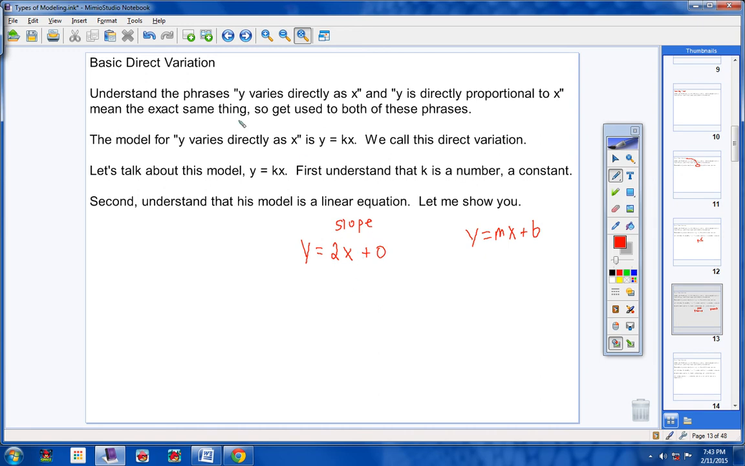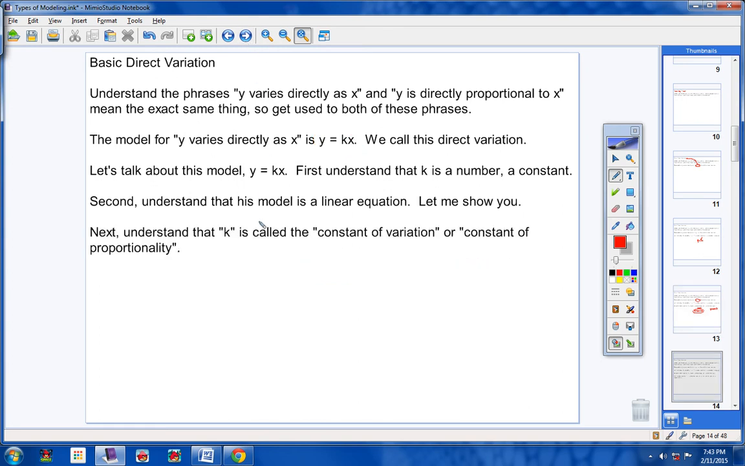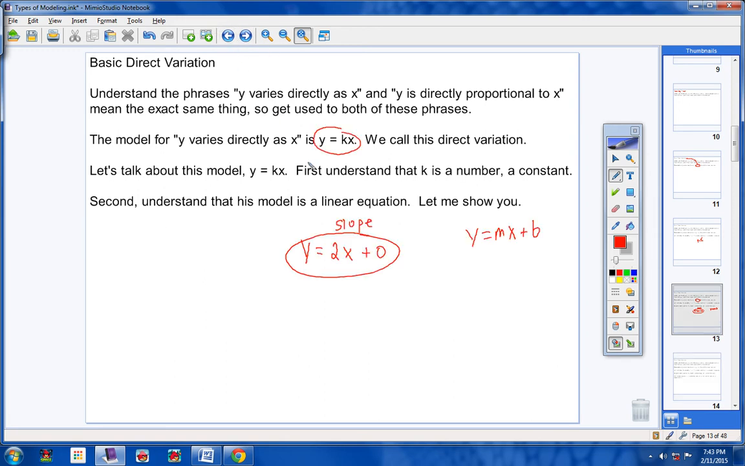Whenever you have a basic direct variation equation written like this or like this, your k is really the slope. It's the slope of a linear equation. Please understand that. Also, k is called the constant of variation or the constant of proportionality. If I've gone too fast, back it up and watch this again. Keep all that in mind, guys.